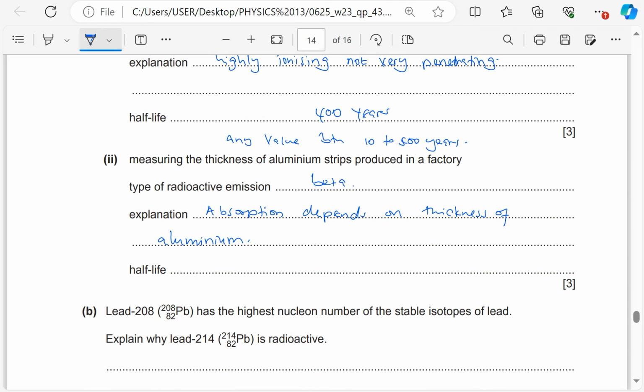Of course, the half-life of beta particles varies, so I can give any number of years. I can give, say, 4 years or 2 years. The half-life of beta particles can be any number of years, so I can say 2 years.